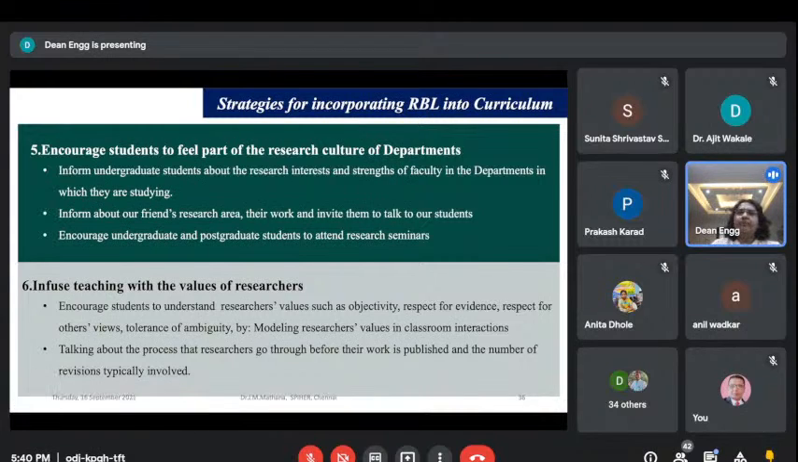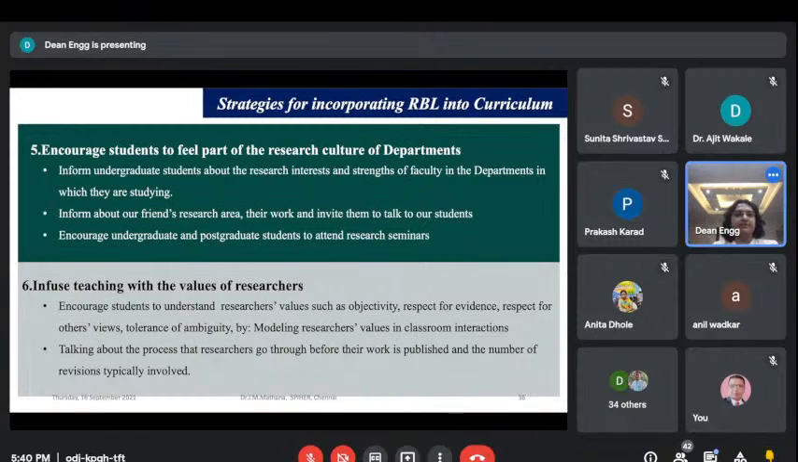Similarly, for example, our friends are doing research at other colleges. We can introduce our friends' research areas. We will call our friends and have them give a seminar to our students about their research findings. We will encourage our UG students to participate in the research seminars also.